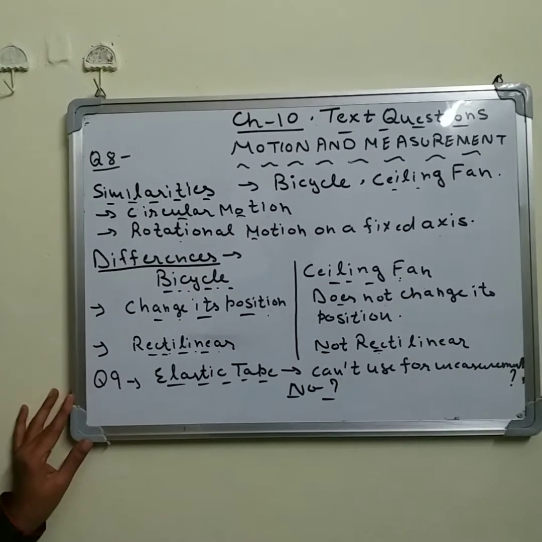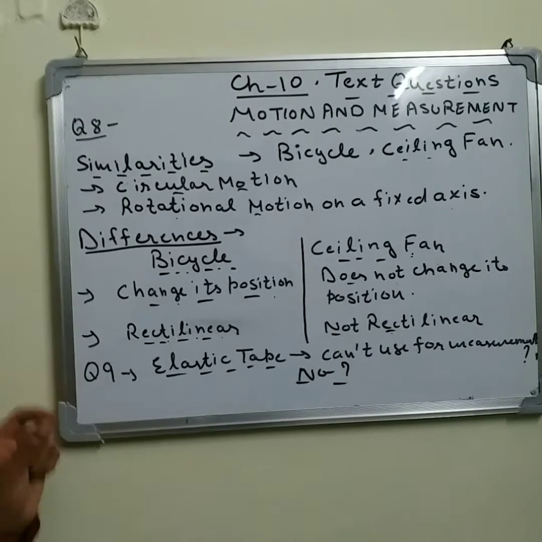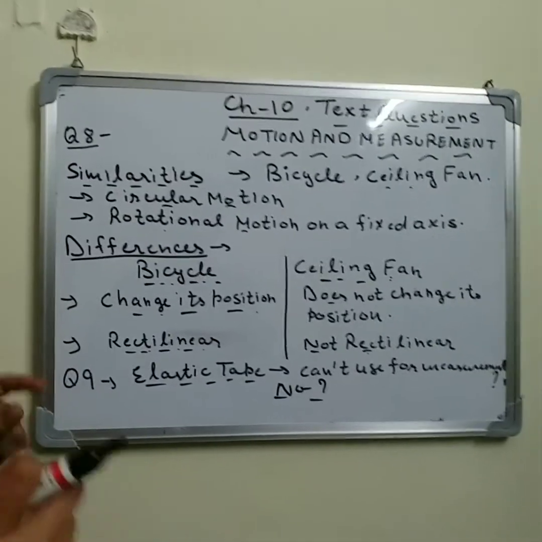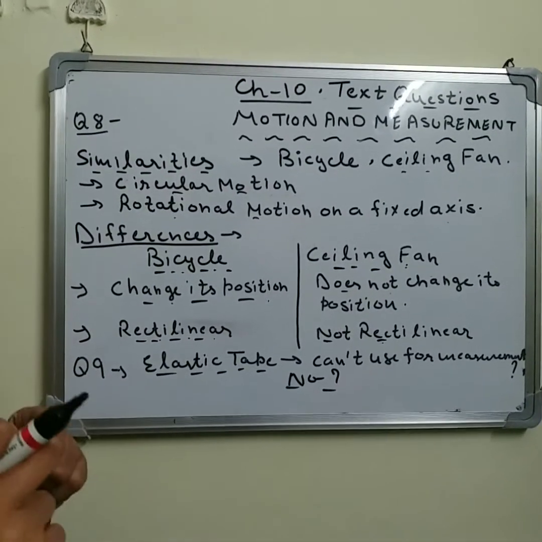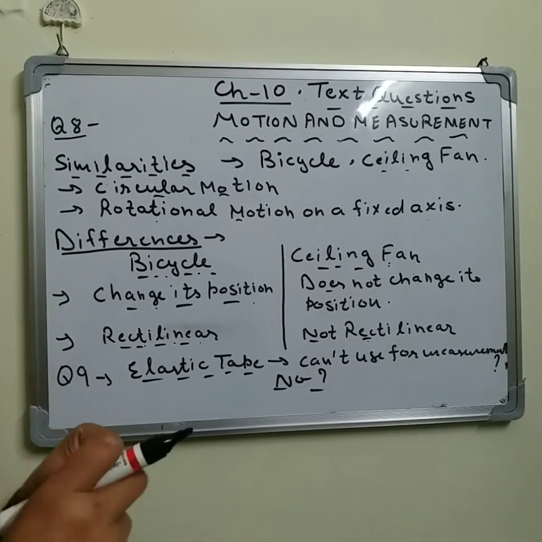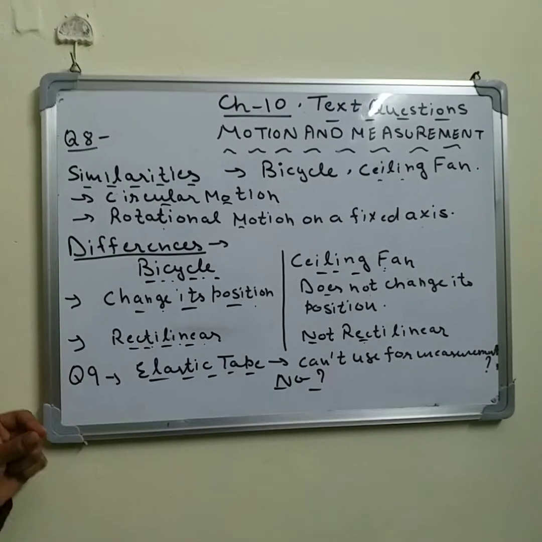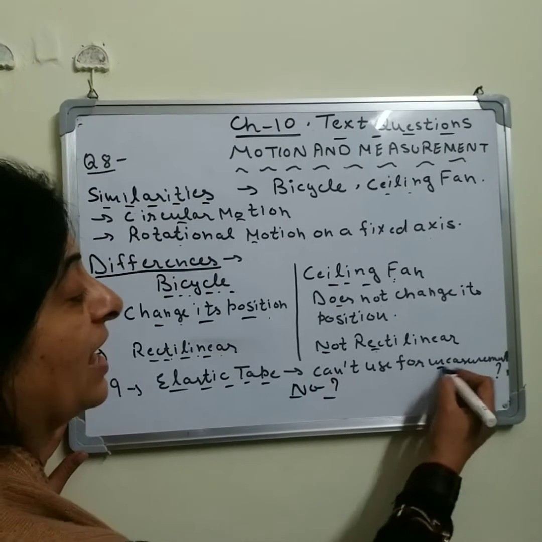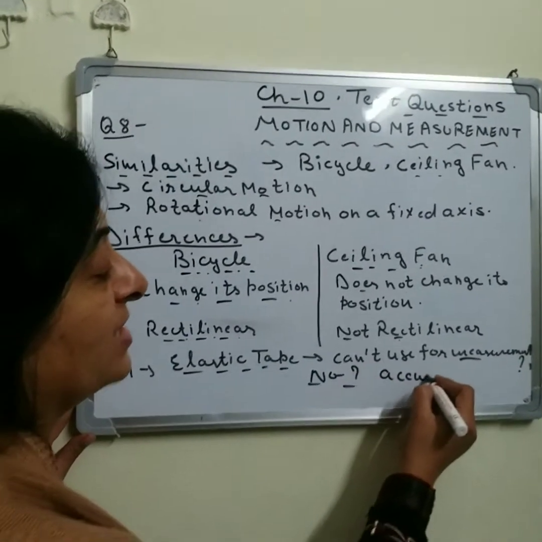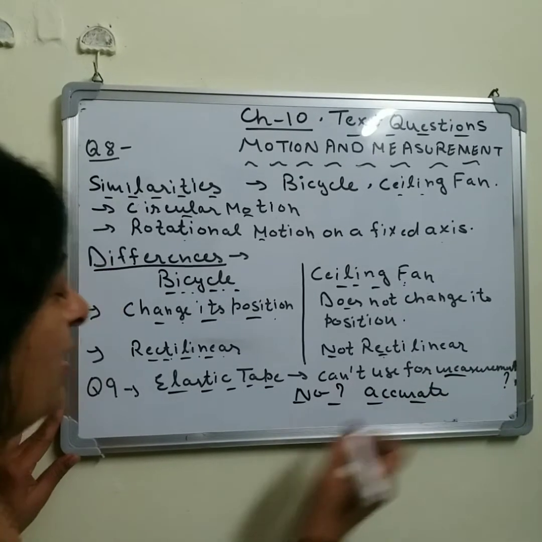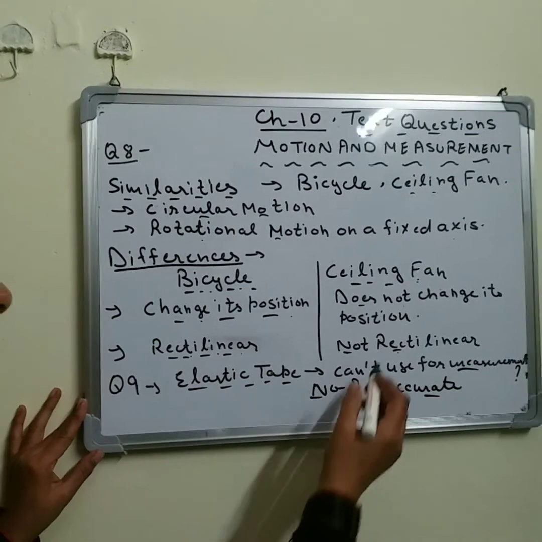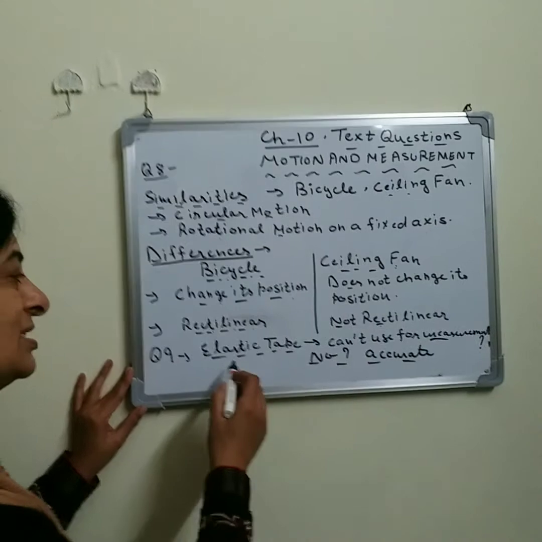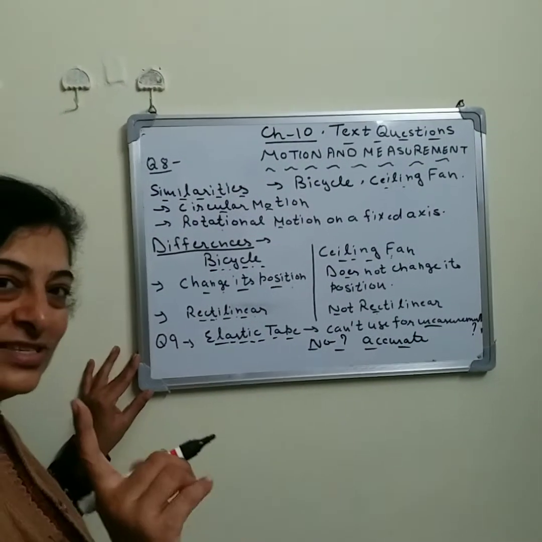We can't use an elastic tape for measurement because its length can be easily increased. If you stretch it, it can easily increase its magnitude and we are not able to get an accurate measurement. So that's why we can't use an elastic tape for measurement. So it's clear. Next time, no need to use elastic tape.